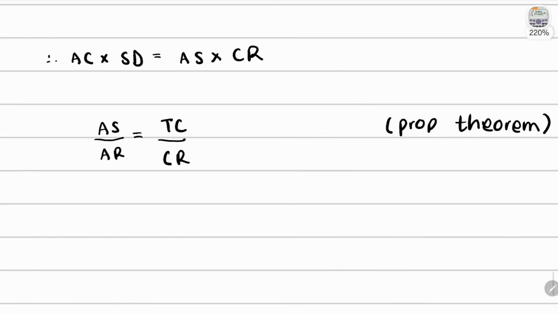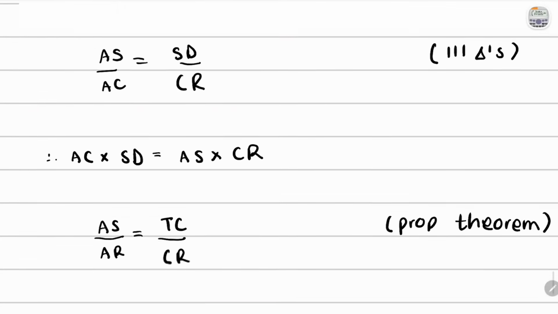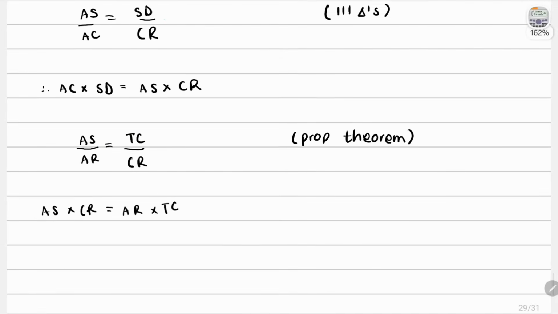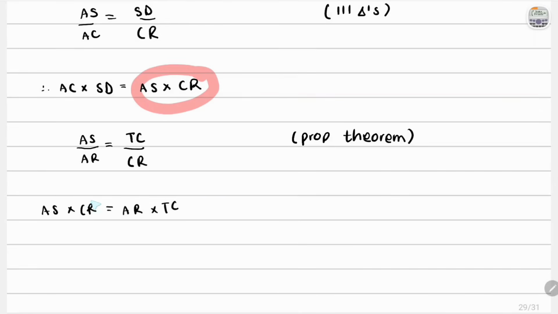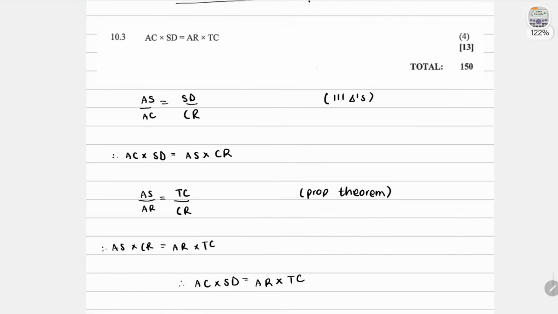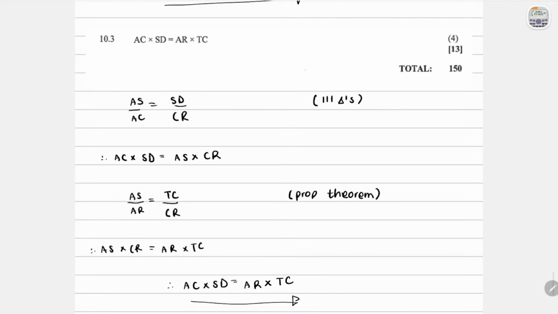And now we just have to multiply it so that we can get this other side, AR and TC. Let's go. And then when we multiply, we might as well just put it on the left. So AR times TC, and then that is equal to AS times CR. So here's the thing. Because they are both equal to AS times CR, it would mean that they are equal. So now we can finally conclude that that means that AC multiplied by SD, that left-hand side, is equal to this right-hand side, AR times TC, since they are both equal to AS times CR. And that is exactly what they did as well. So, and that is how we prove that. And that is it for question 10.